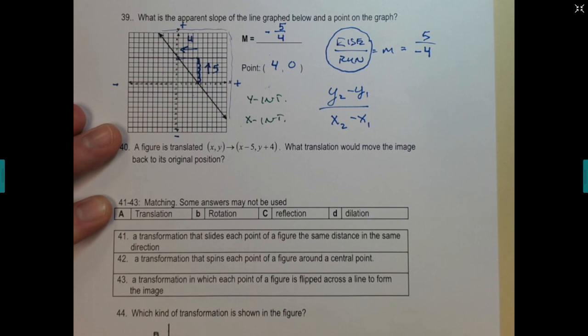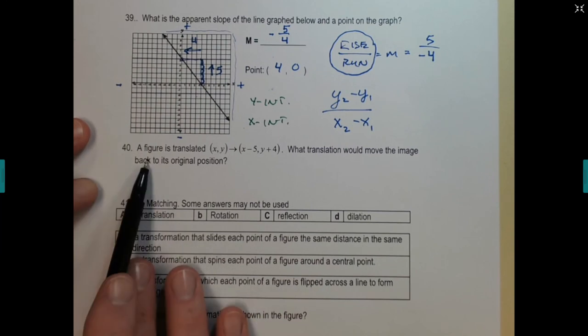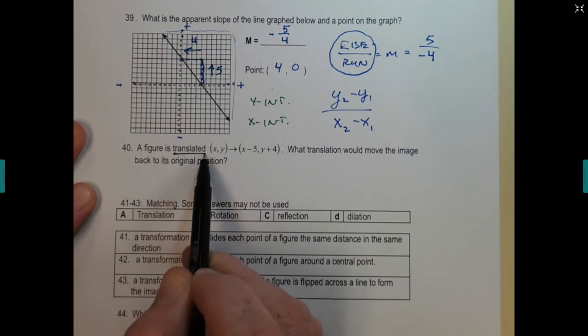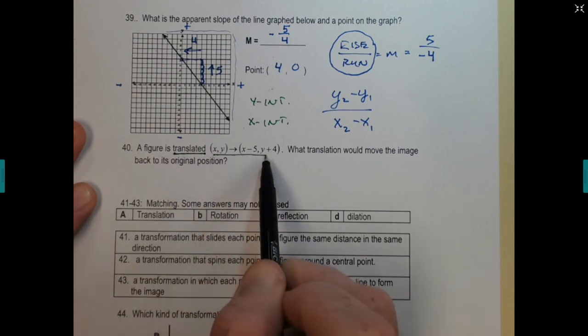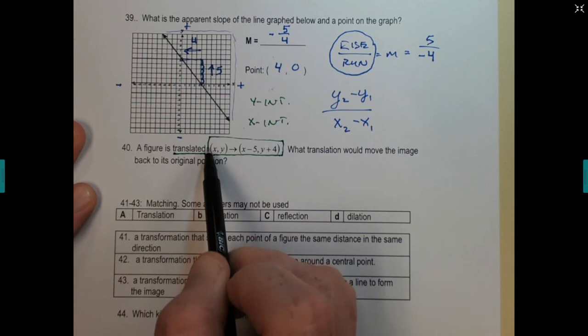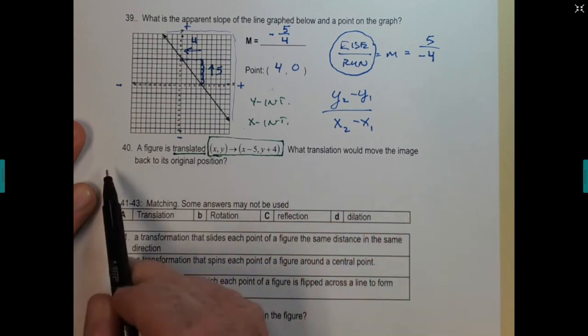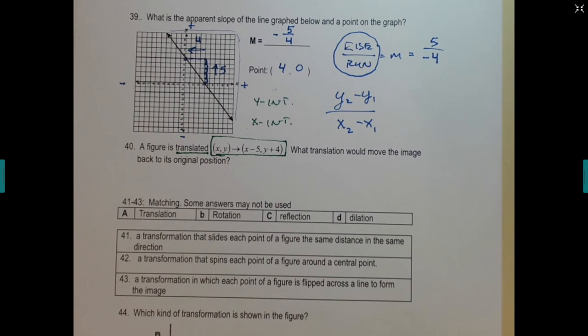Fantastic. I love it. Let's continue. Now they've moved us on into a transformation. If we translate using this notation, what translation would move the image back to its original position? I need somebody's help besides Ryder and Leo. No. What kind of a transformation would move us back to where we started?